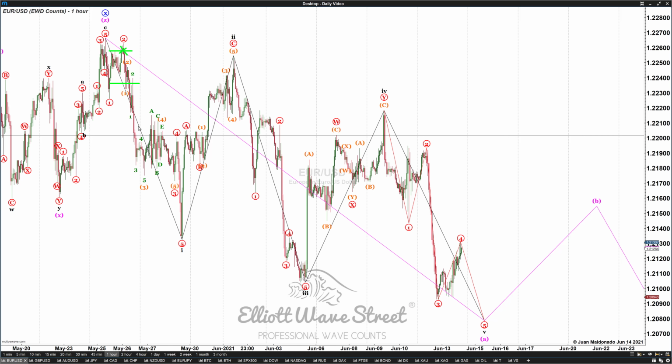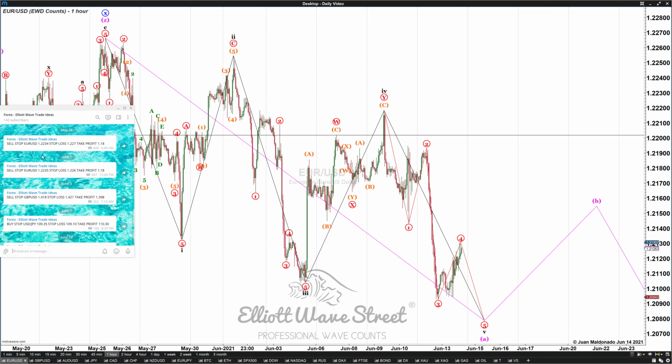I take partial profits, 30 pips, half of my trade during the leg down, and I keep half of my trade open. Then here, I added a sell trade to my position, and here I take profits of my first half. I'm gonna keep the other half of my trade open for a while. Let me show you the entries on the Elliott Wave Street membership. We have a Telegram channel for members where I share my trades.